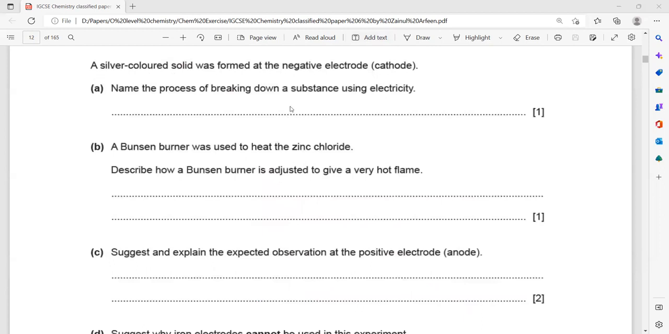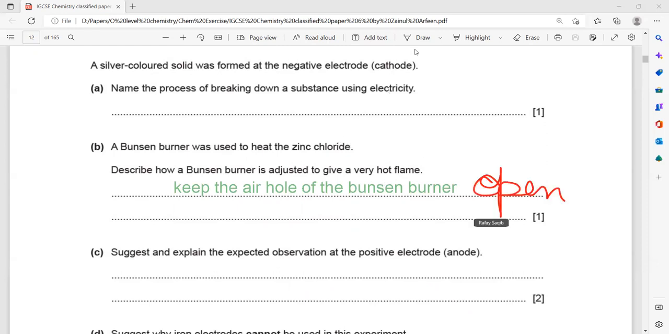A Bunsen burner was used to heat zinc. Describe how a Bunsen burner is adjusted to give a very hot flame. Look, the idea is that for a Bunsen burner, we have air holes. This is the inlet for the gas and we have air holes here. What is the effect of these air holes?